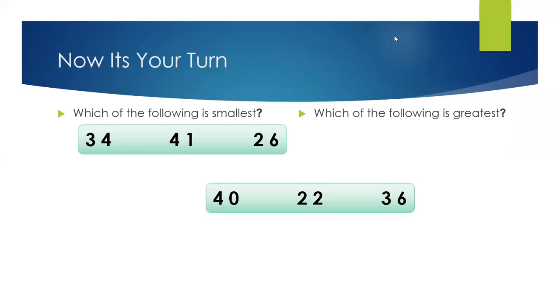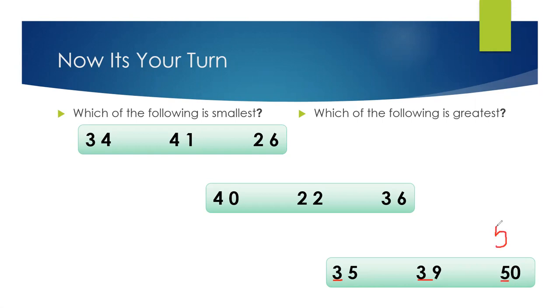Now let us move to the third example, and here we go. Here again we are having same number of digits. So firstly we will compare their first digit of the highest place value. Here we are having 3, here we are having 3, here we are having 5. Oh, 5 is the greatest. So we can say that 50 is the greatest.